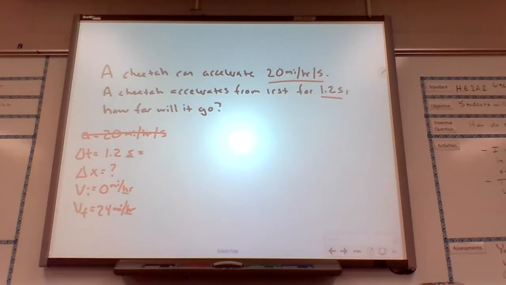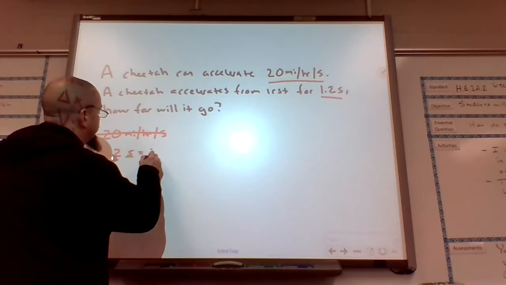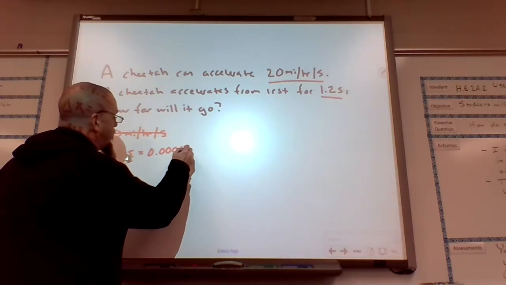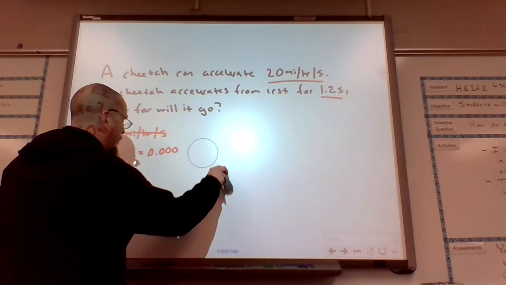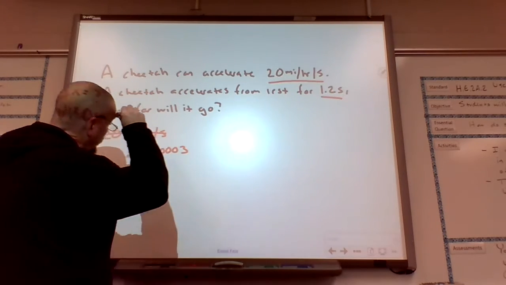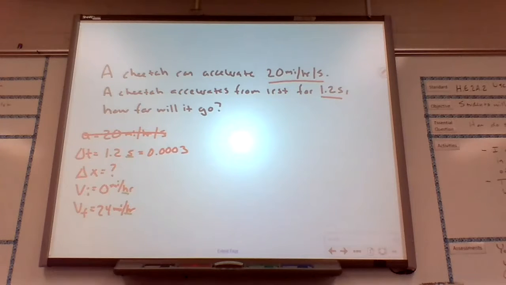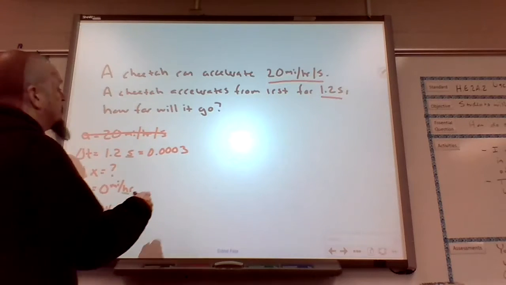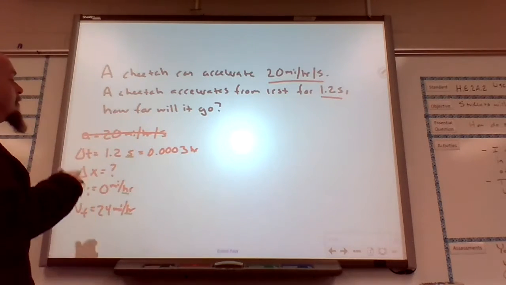1.2 divided by 60 will turn that into minutes. Divided by 60 again will turn it into hours. That's 3.3 repeating times 10 to the negative 4. So I'll just round that to 0.0003. And again, our rounding is very arbitrary because we're not trying to incorporate significant figures into this. We're just trying to get the concept and the problem solving stuff down.